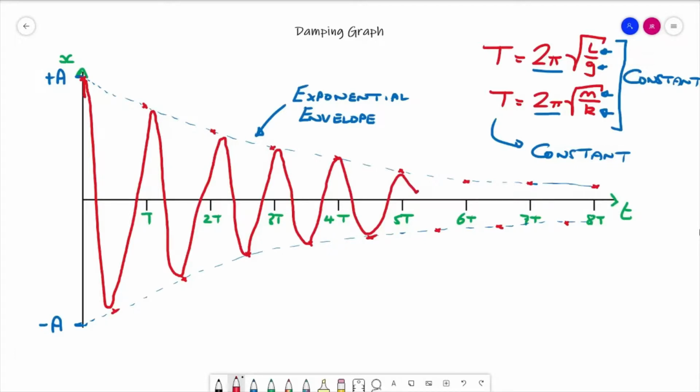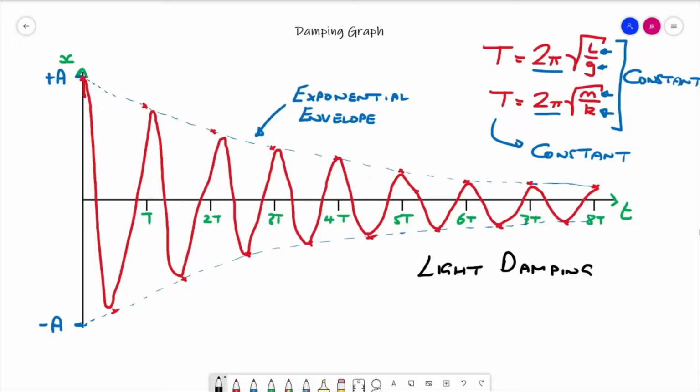So we can see the time period is remaining the same, or at least as close as I can draw it using the graphics pad, but that amplitude decays exponentially and obviously will go on and on and on. Now, that style of damping we call light damping.